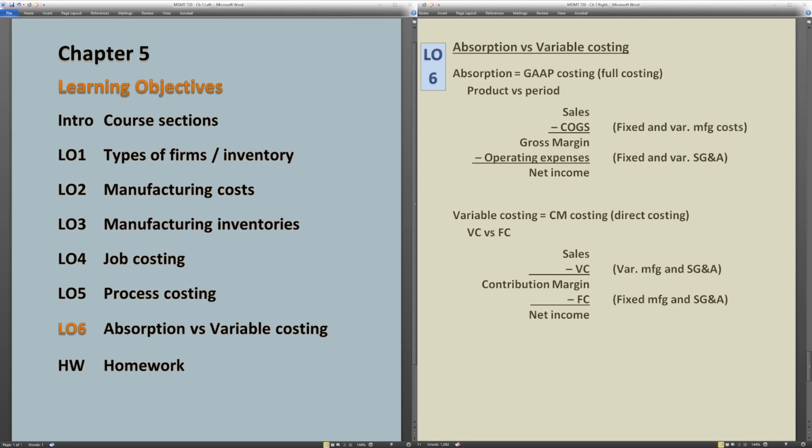So when we talk about absorption, it's product versus period. When we talk about variable costing, it's variable costs versus fixed costs. So just understanding that absorption is the GAAP required one. The variable costing is what we do to help us manage our costs, but is not GAAP compliant.